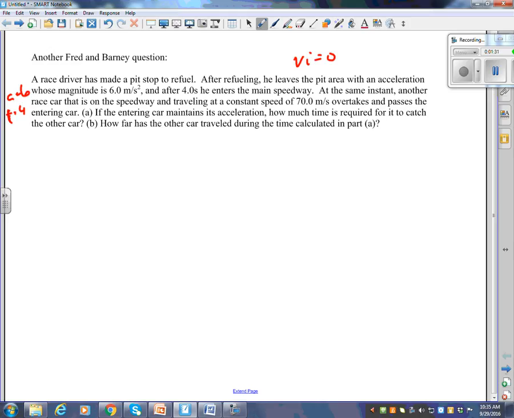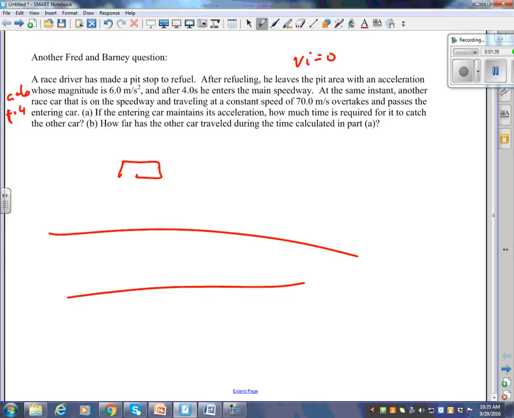Do you guys understand what's happening here? The car's in here, here's the racetrack, and he's doing what? He's entering the main racetrack. How long does that take? 4 seconds.